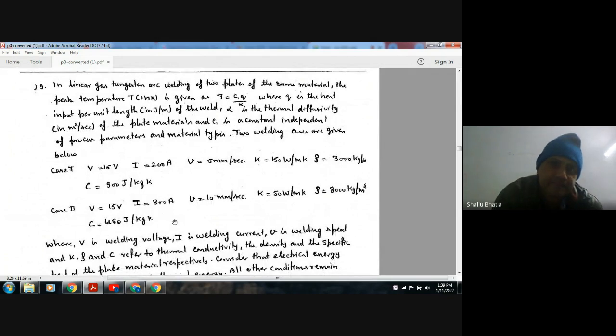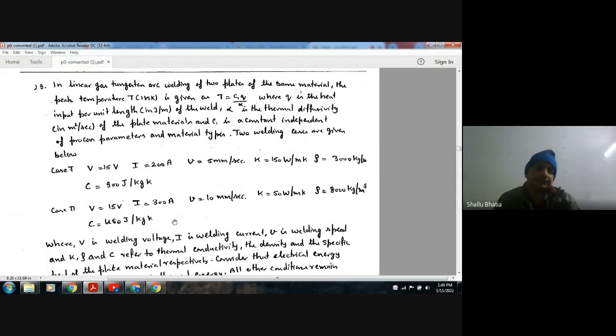In linear gas tungsten arc welding of two plates of the same thickness and same material, the peak temperature T in Kelvin is given as T = C1 Q / alpha, where Q is the heat input per unit length in joules per meter of the weld, alpha is the thermal diffusivity in meter square per second of the plate material, and C1 is a constant independent of process parameter and material type. Two welding cases are given below.